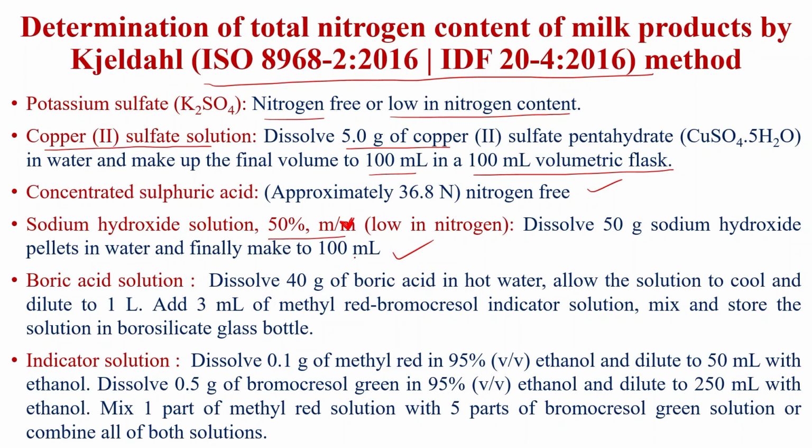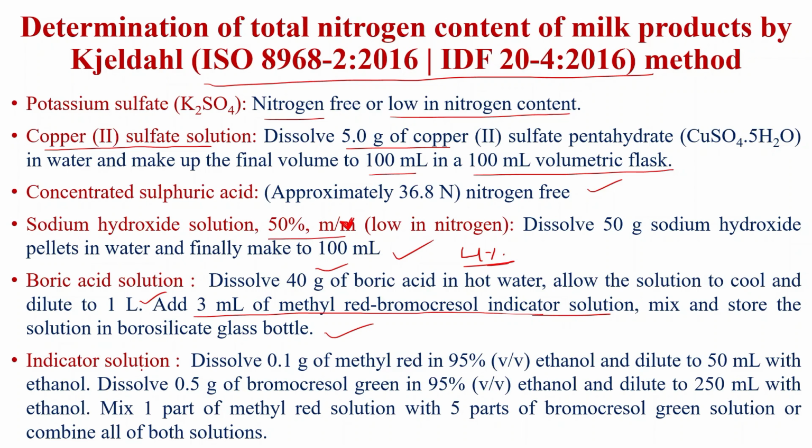Now boric acid, you have to prepare a 4% boric acid solution. So you take 40 gram of boric acid in hot water and then allow the solution to cool and make up the volume to 1 liter. And then you add 3 ml of the indicator which we will be preparing in the below line. So 3 ml of the methyl red bromocresol green indicator solution you can add, and then store the solution in a borosilicate glass bottle for carrying out the experiments.